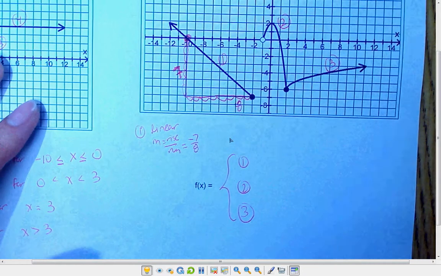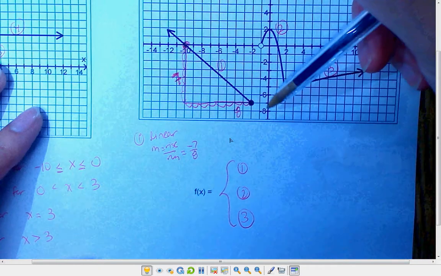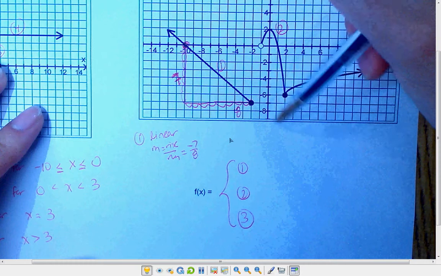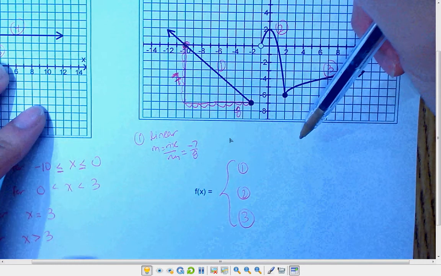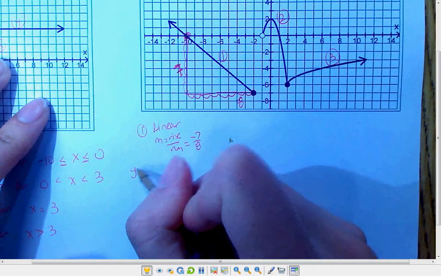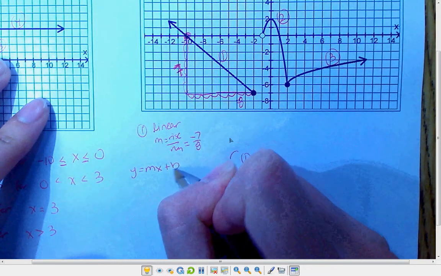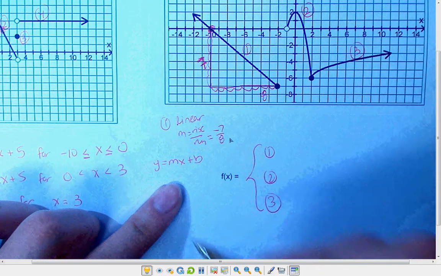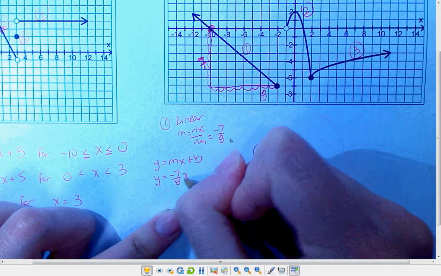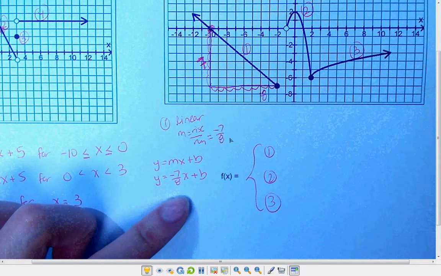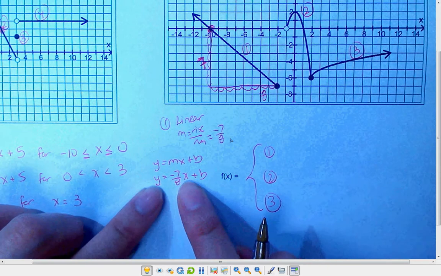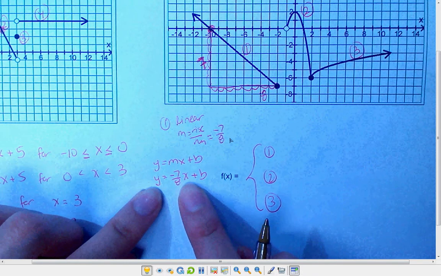We still have to find our b. So b is a little bit trickier for this one because you cannot see what your y-intercept is. And even if you were to extend it, it would be a fraction. It's not going to hit exactly at a whole number. So we're going to have to solve for our y-intercept. So we know our equation is in the form y equals mx plus b. We know that our slope, our m, is negative 7 over 8. So we have to solve for b. In order to do that, we just need 1 point. We need an x and a y to plug in to solve for our b value.